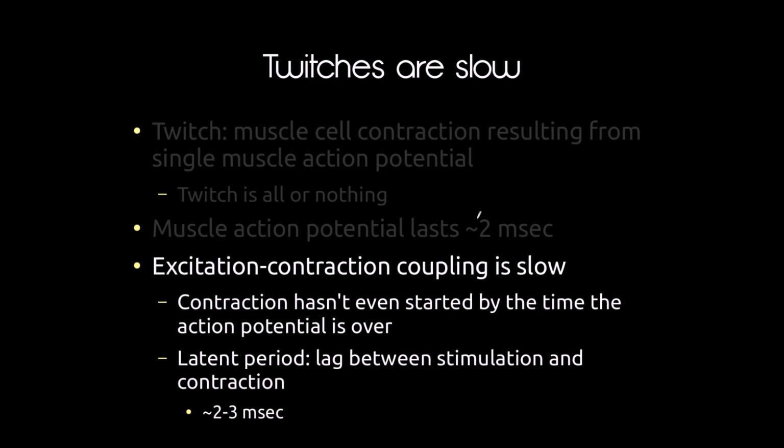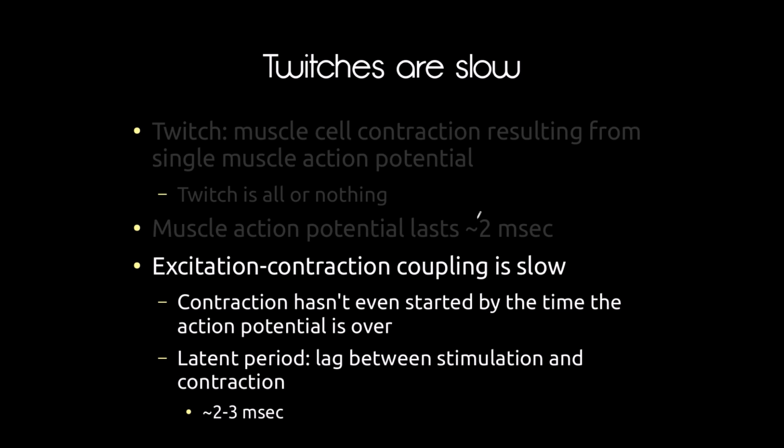One of the reasons that these twitches are slow in comparison is that this excitation-contraction coupling, the coupling between these action potentials and the actual contractions that they result in, is going to take some time. Oftentimes the contraction hasn't even started by the time that the action potential is over. And so we have this lag time in between. That lag time between the stimulation and the contraction of this muscle cell is what's known as the latent period. And for many muscle cells, this is going to be somewhere in the neighborhood of 2 to 3 milliseconds. So we actually have this delay between the onset of stimulation and the beginning of this contraction.